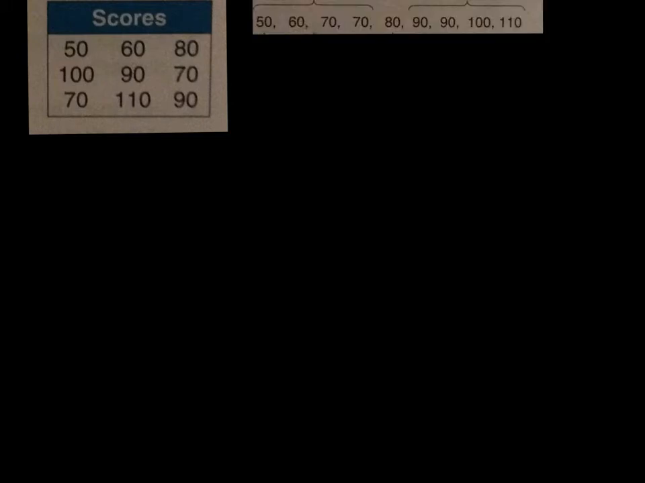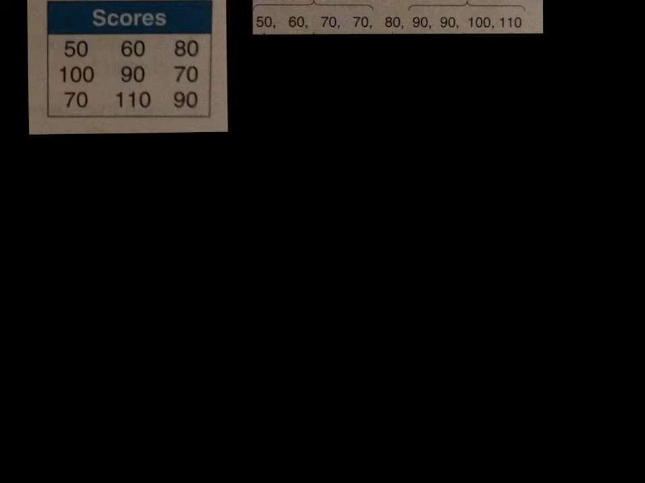So here we have some scores. We have 50, 60, 80, 100, 90, 70, 70, 110, and 90. So our first step will be to order the data from least to greatest. And that will look like this. We have 50, 60, 70, 70, 80, 90, 90, 100, 110. So we know here is our median, 80. So 80 is the median.